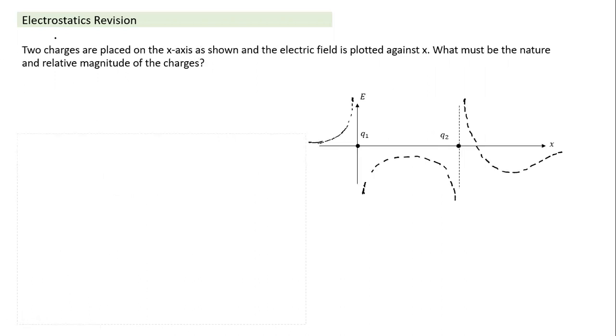Two charges are placed on the x-axis. These are charge Q1 and Q2. And this is how the electric field is plotted against X. What is plotted in the Y direction is the electric field, and the upward direction indicates positive.